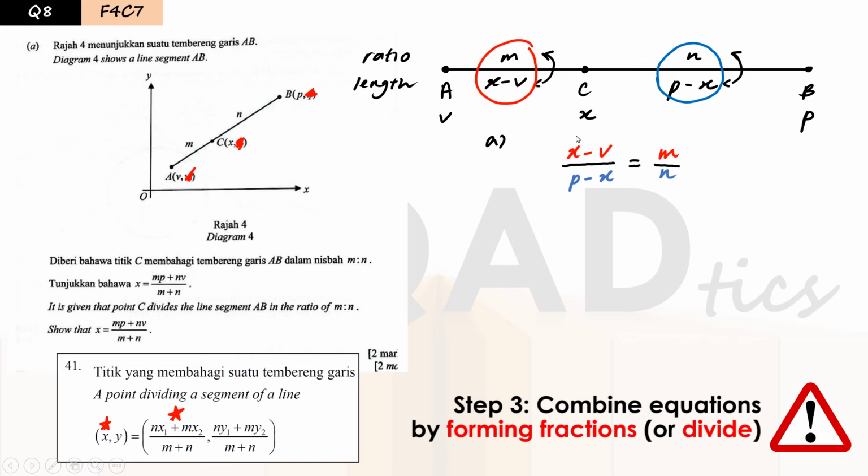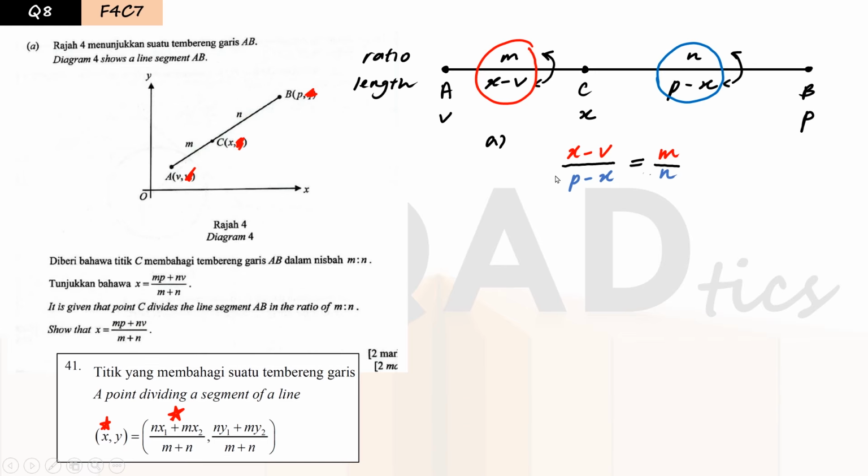Right, because we see that x minus v, which is the length of AC, is m parts, and the length of CB, which is p minus x, is n parts. Alright, so let's now simplify this equation and change it into the formula that we are trying to prove here. So let us cross multiply the values. Meaning n, we are going to multiply with x minus v, and p minus x we are going to multiply with m. Right, so this would be the working.